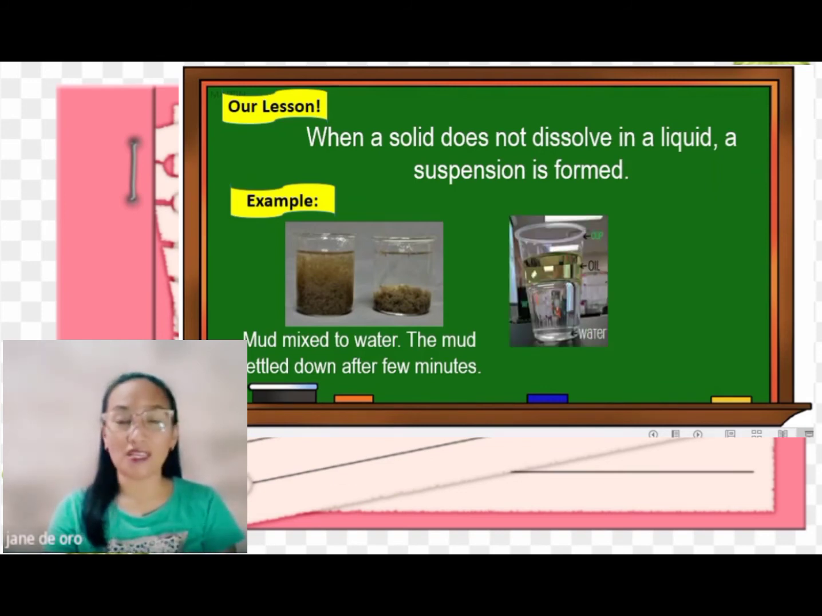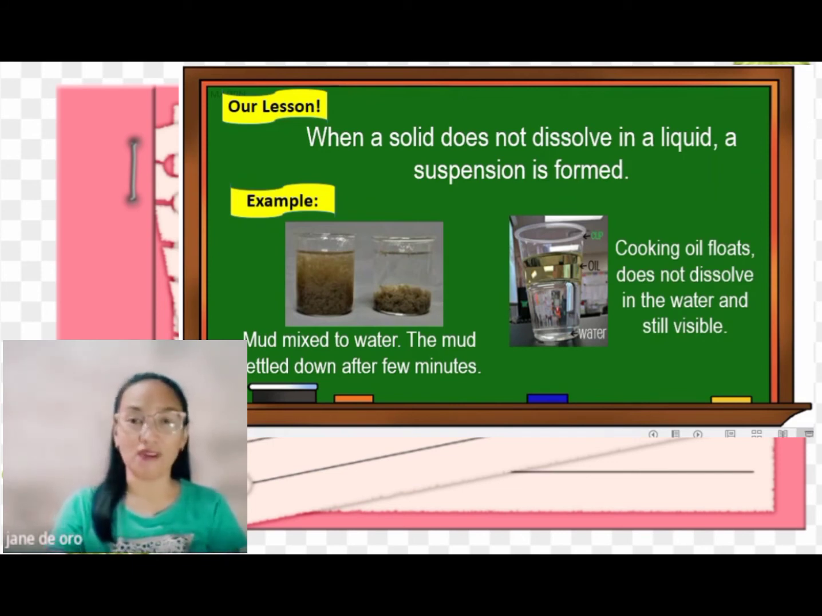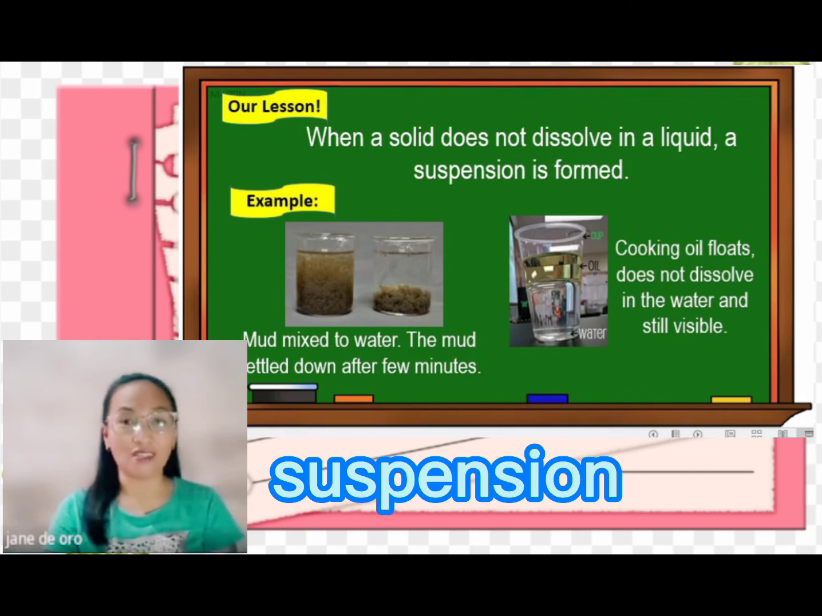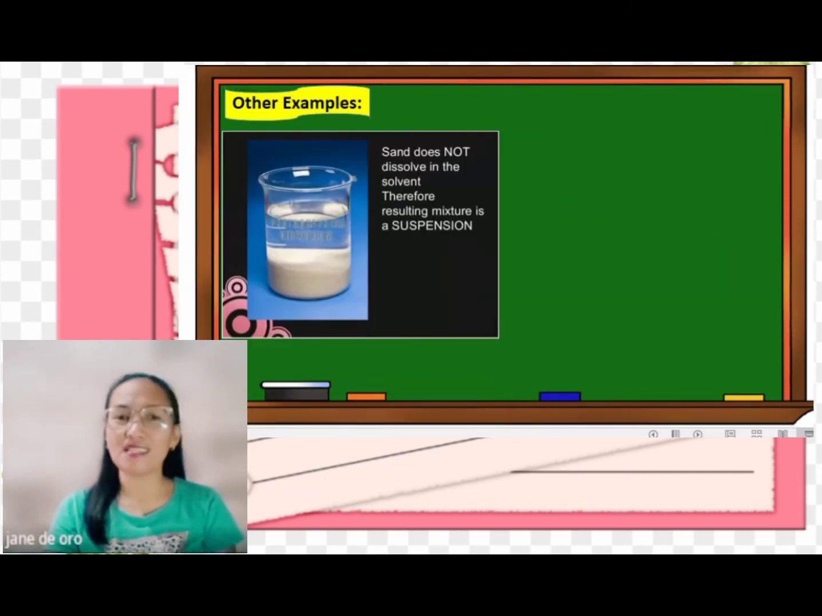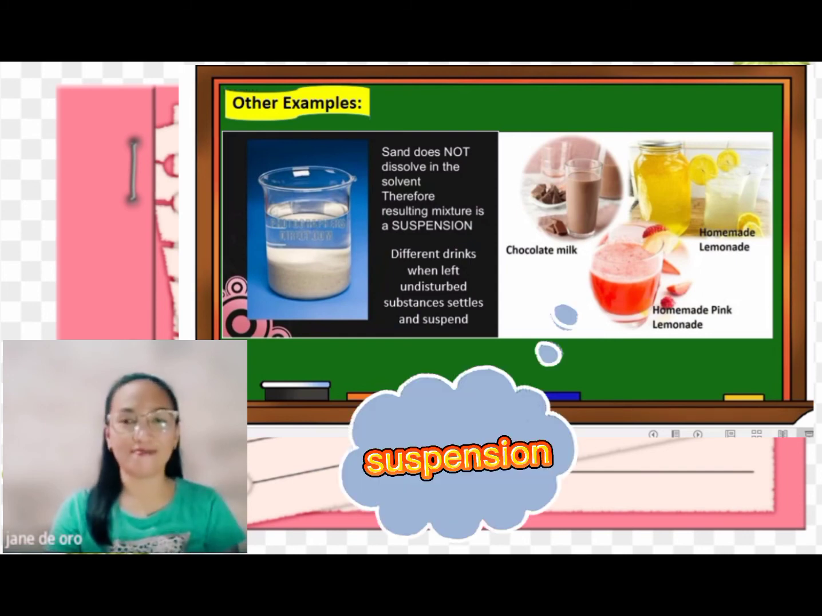The next example is the cup, the oil, and the water. Cooking oil floats and does not dissolve in the water, and still it is visible. Therefore, these two are both examples of suspension. Another thing is sand does not dissolve in the solvent. Therefore, the resulting mixture is a suspension. Different drinks, when left undisturbed, substances settle and suspend. And these are also examples of suspensions.